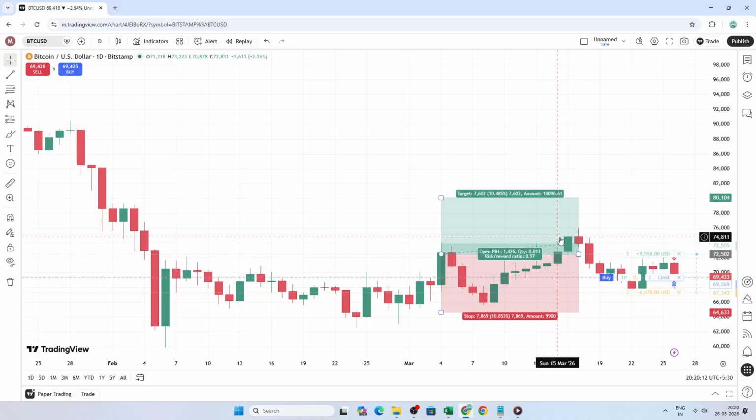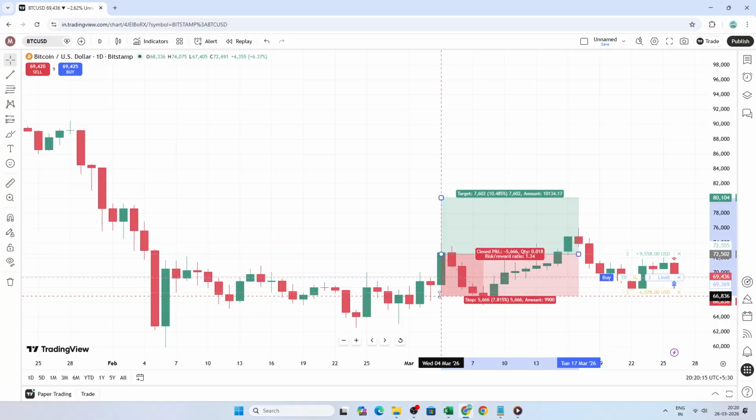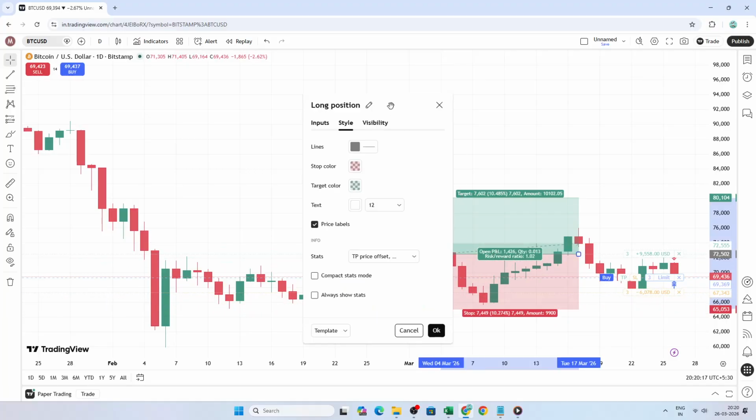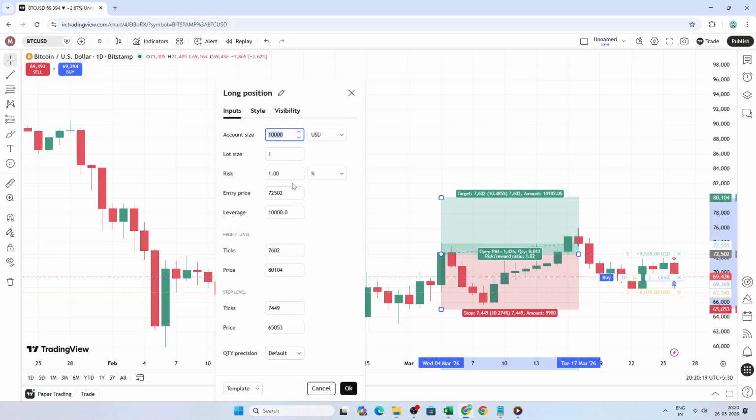To dial in the dollar amount, double-click the tool to open its settings. Here, enter your account size and the percentage of your account you want to risk on this trade. The tool will then translate that risk percentage into a precise dollar figure, and if applicable, adjust the position metrics so you can visualize your exact dollar risk right on the chart. This keeps your risk consistent from trade to trade and removes guesswork.